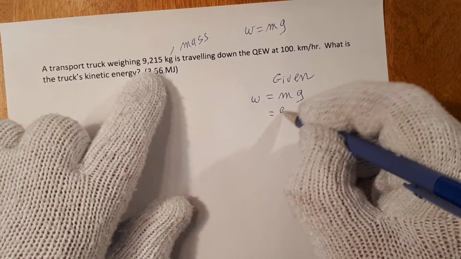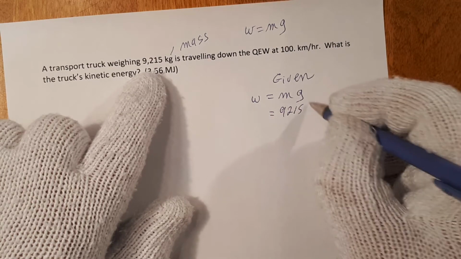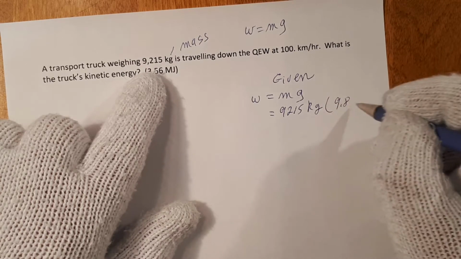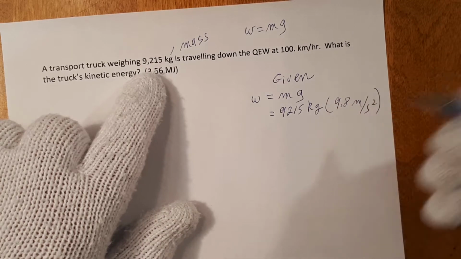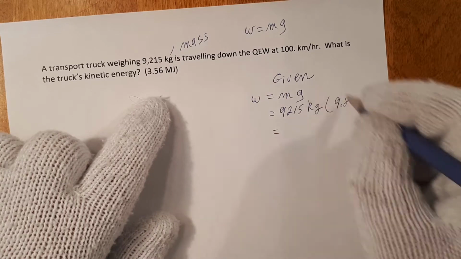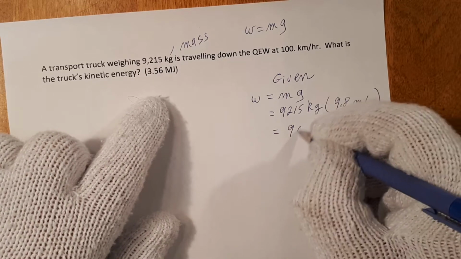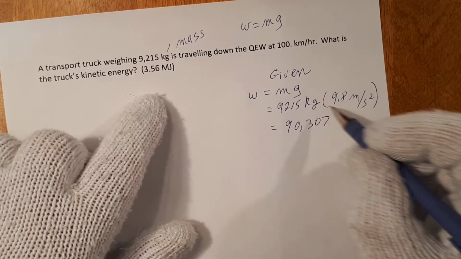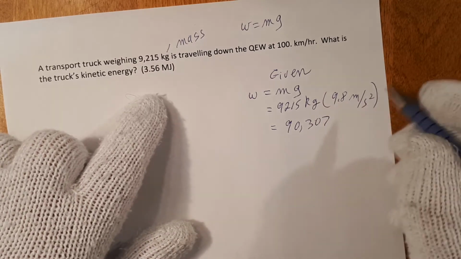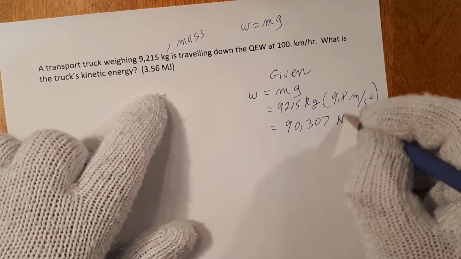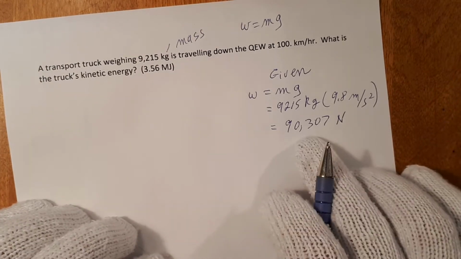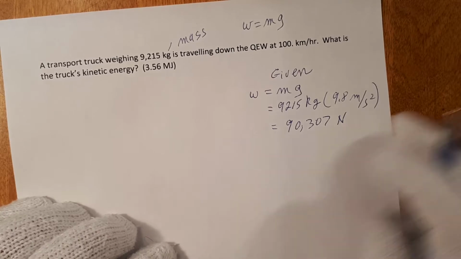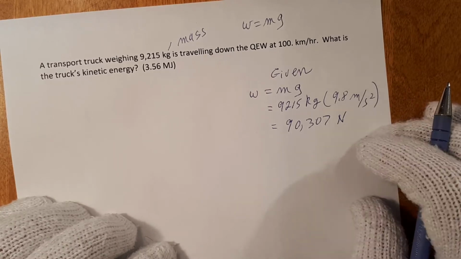And mass is 9,215 kilograms. And g we know is 9.8 meters per second squared. Doing this multiplication, the answer is 90,307. And kilogram meters per second squared is also known as a Newton. So that's its actual weight. But who understands what this is in newtons? I don't.